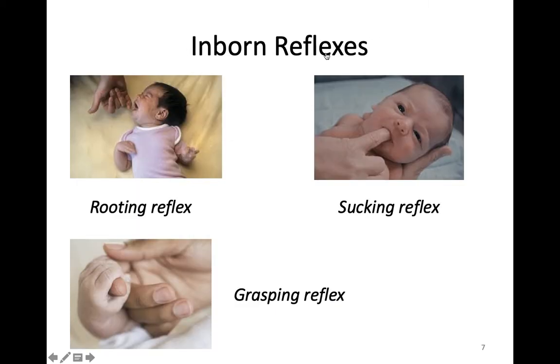Okay, so what do children start out with in life? Turns out that babies come into the world hardwired with some basic motor reflexes that aid their survival.